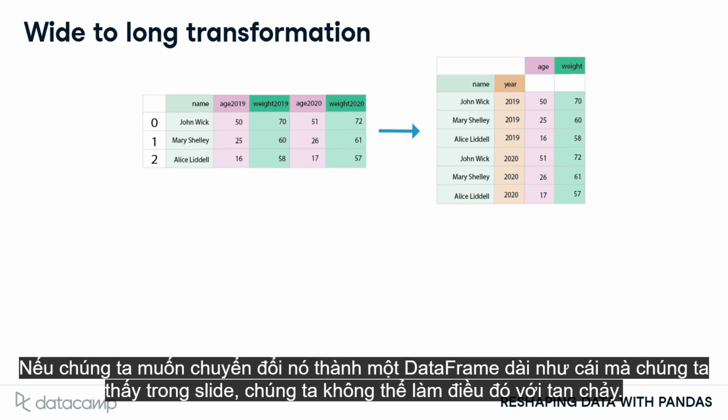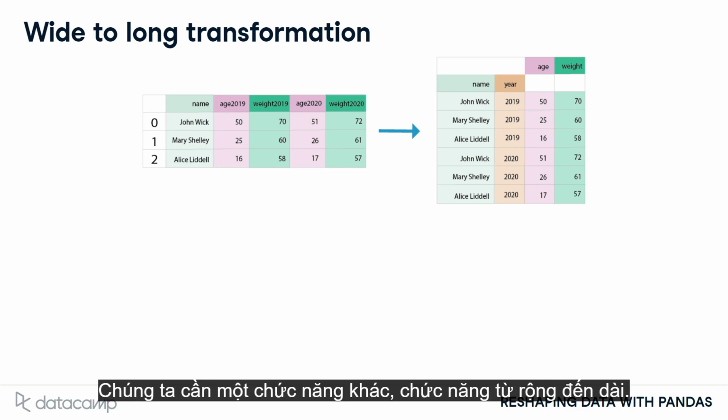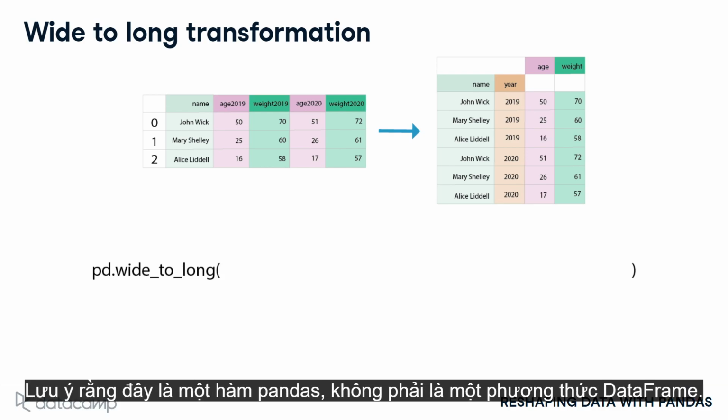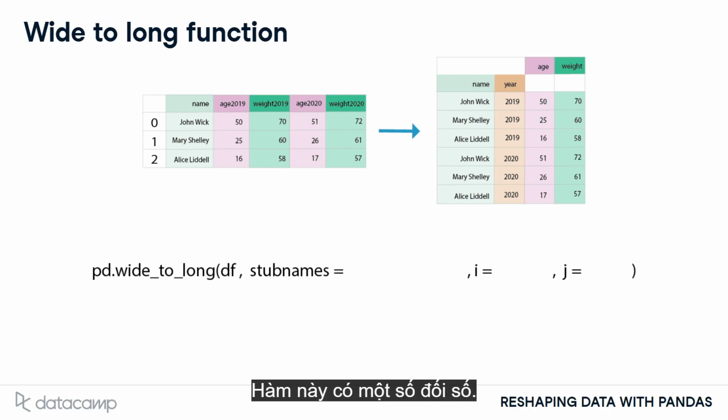If we would like to transform it to a long data frame like the one we see in the slide, we cannot do it with melt. We need another function, the wide to long function. Notice that this is a pandas function and not a data frame method. This function takes several arguments.